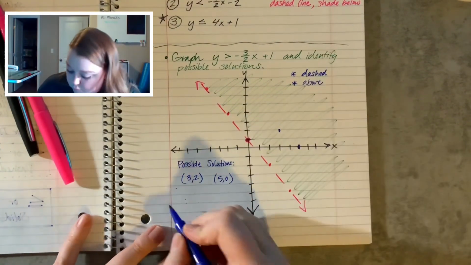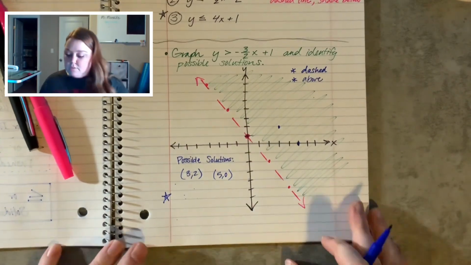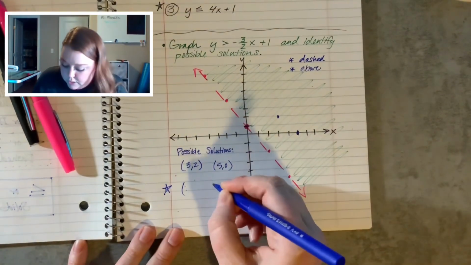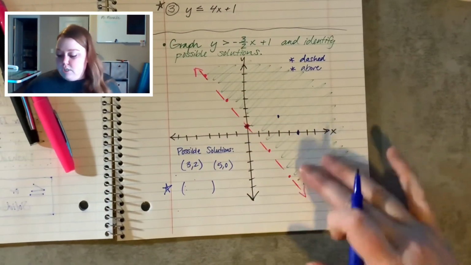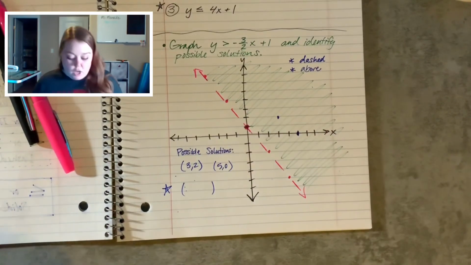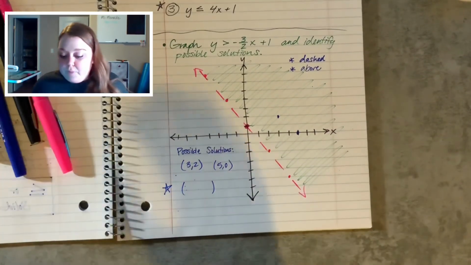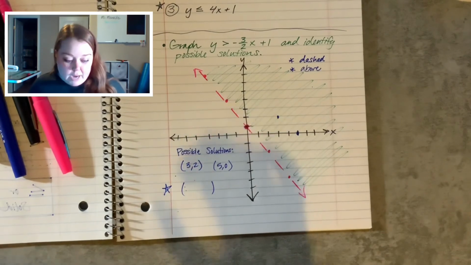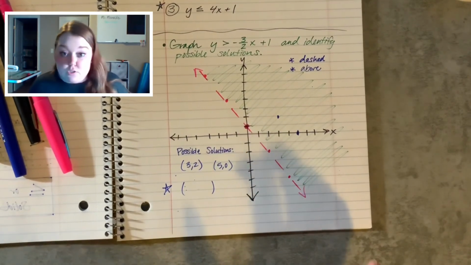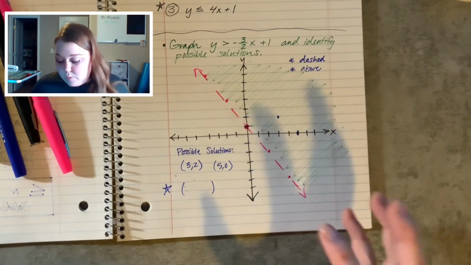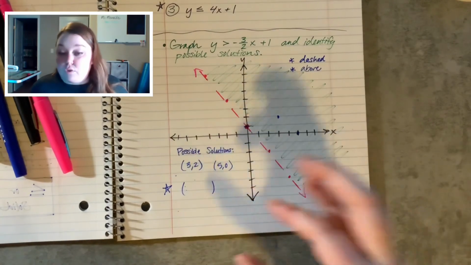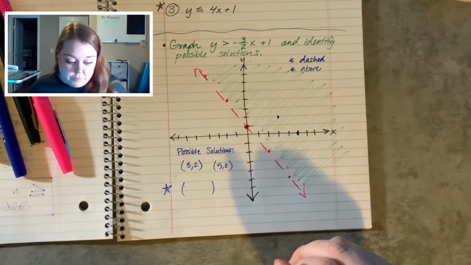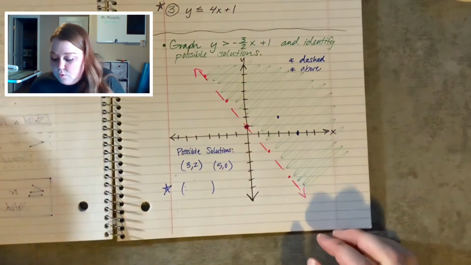And then for an extra entry task question, I want you to tell me another possible solution in this shaded area. So we will practice graphing more in Zoom, I pinky promise. That's what we're going to be doing in Zoom, just graphing over and over so that you get the hang of it.